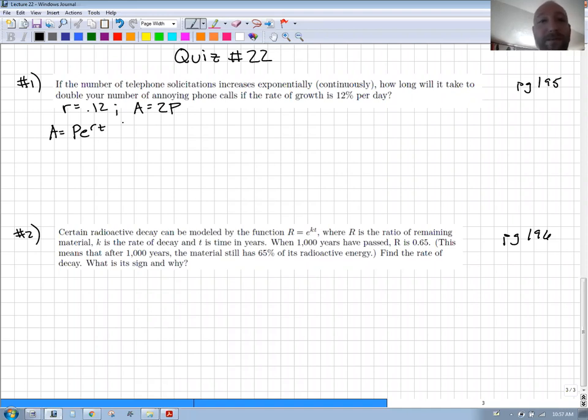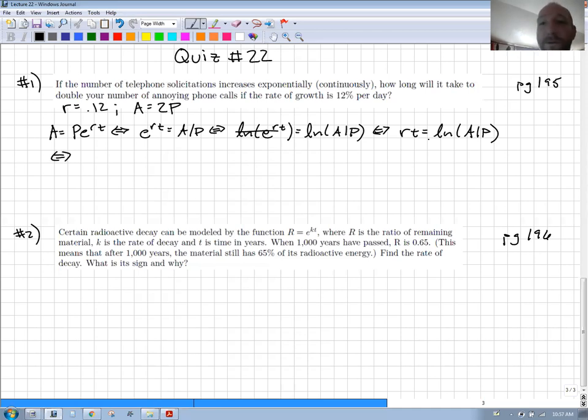All right, we've done this several times already, but we'll solve it again. To solve for the time, divide by the principal. We take the natural log of both sides. Those undo one another, so we have rt equals the natural log of A over P. So if we're solving for the time, we divide both sides by the rate. And that's what we have.